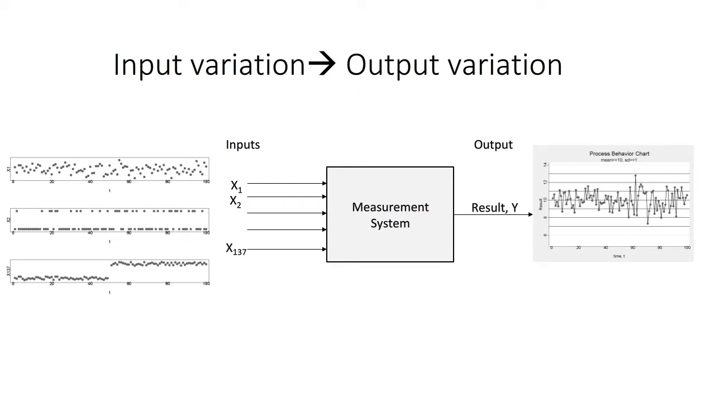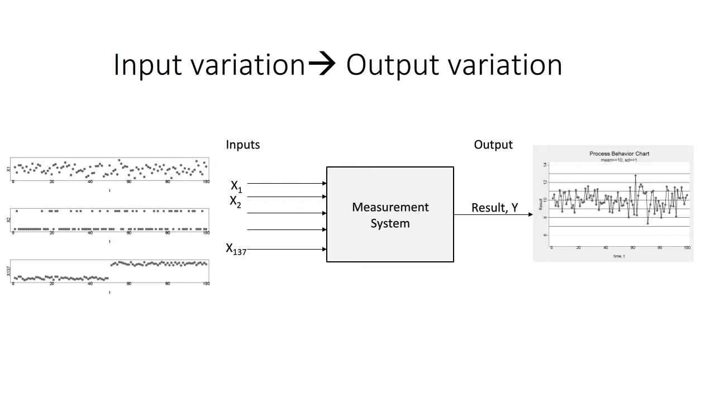Not only do we have many inputs, but they vary over time. Here I've added process behavior charts for the inputs to the slide. We see different patterns of variation for each input. The top input has a random pattern centered about a single value. And the middle input has a random off and on pattern. And this might represent whether a specific step in the SOP was followed or not.